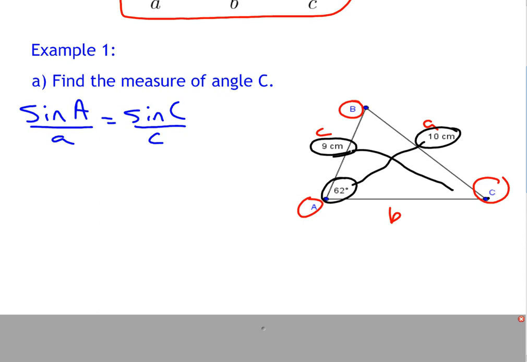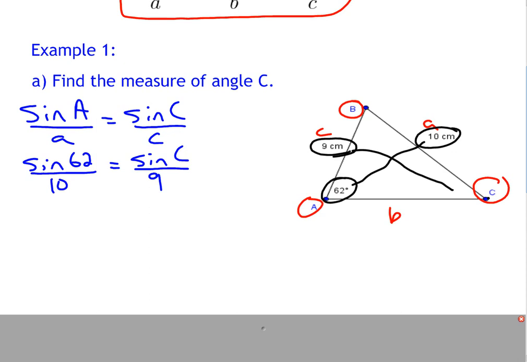Now we can plug in the values. We know that angle A is 62 degrees. Side length A is 10 centimeters. We don't know what angle C is, so I'm going to leave that. But we do know that side length C is 9 centimeters. This is now an equation. We can solve this equation.